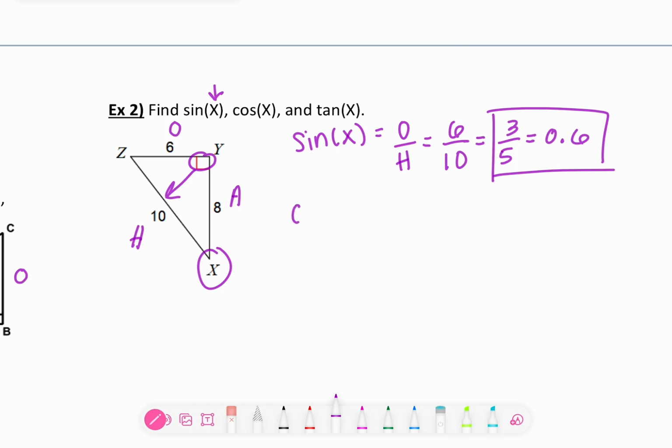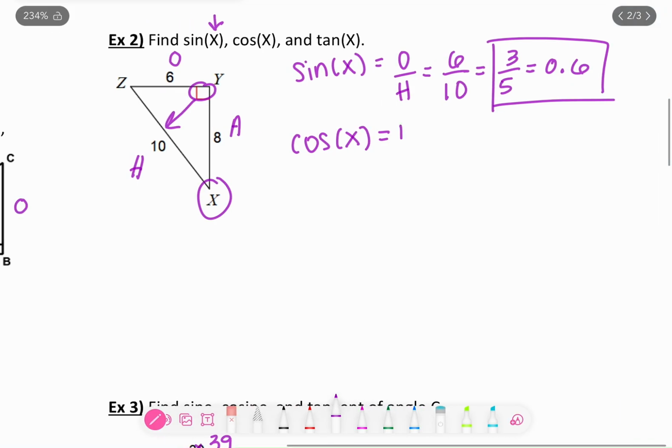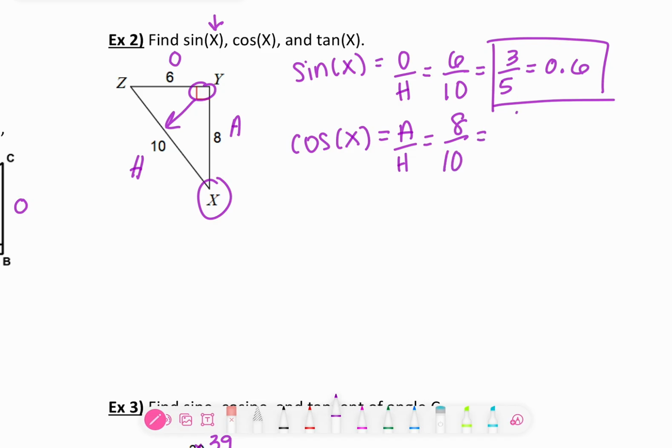All right, let's take a look at cosine of x, again shortened to COS. So cosine of x is equal to, and you can take a look over here, cosine is equal to A over H. So cosine is A over H, and that's going to be 8 over 10. Simplify, you get 4/5. Divide 4 divided by 5, and you get 0.8.